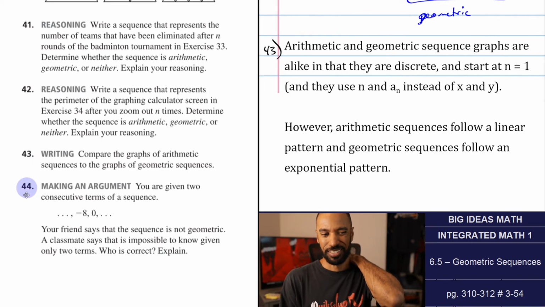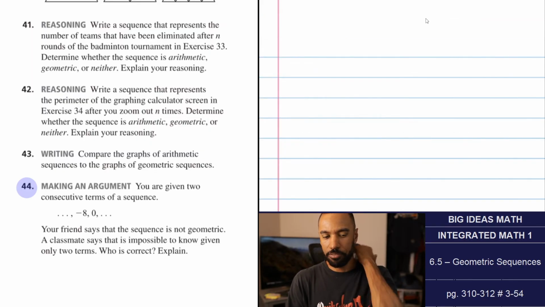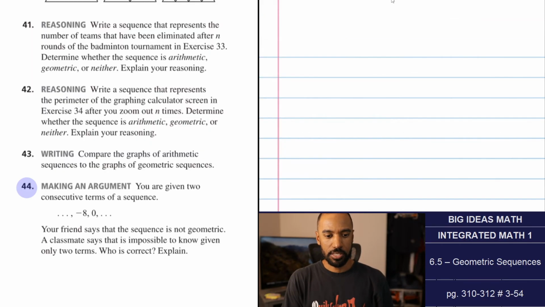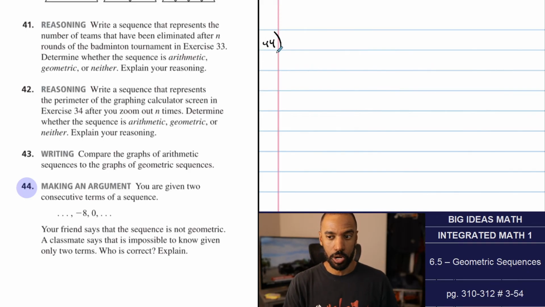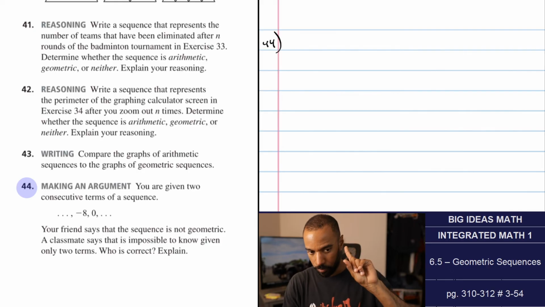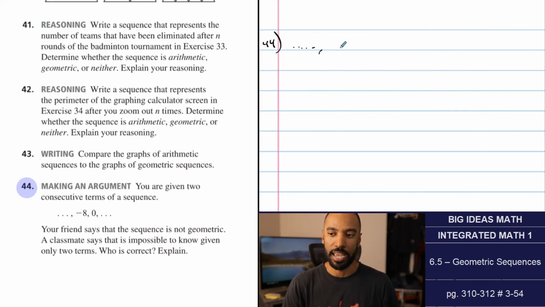Number 44, making an argument. You are given 2 consecutive terms of a sequence. Your friend says the sequence is not geometric. A classmate says it's impossible to know given only 2 terms. Who is correct? Explain. In most cases, 2 terms wouldn't be enough. This specific one reminds me very much of one that I spoke on before as well that stated it couldn't possibly be geometric, and here's why.